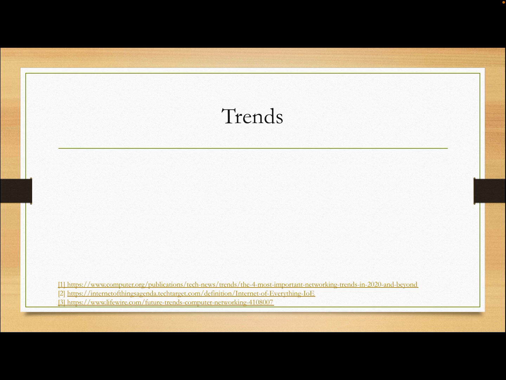Now let's look at the trends of data communications and network. Smart everything, the first one. You have heard of this before. You have smart home, smart farm, smart city, smart watch, smart many things. So they all start with smart.